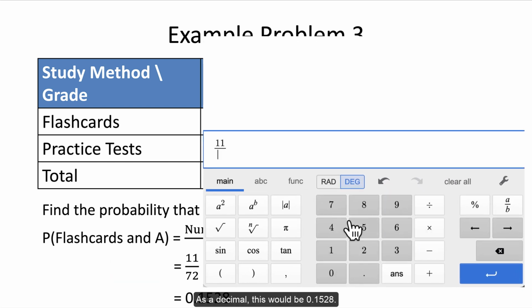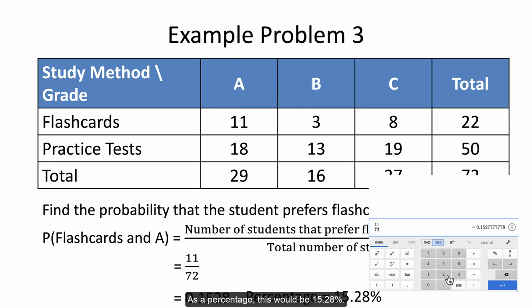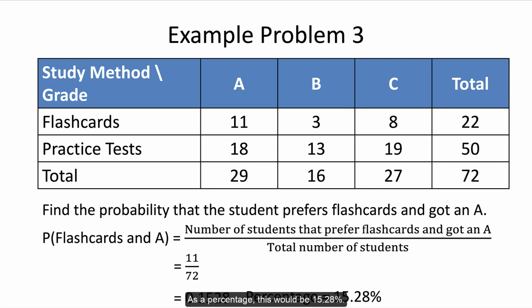As a decimal, this would be 0.1528. As a percentage, this would be 15.28%.